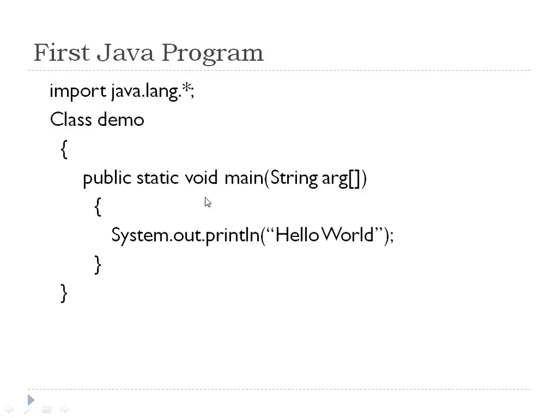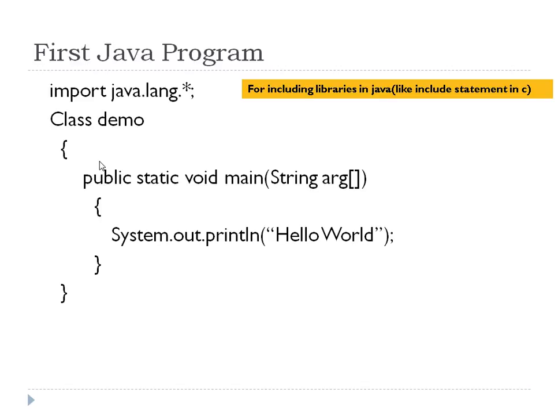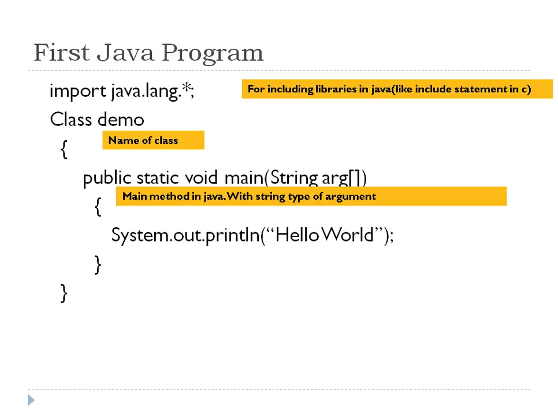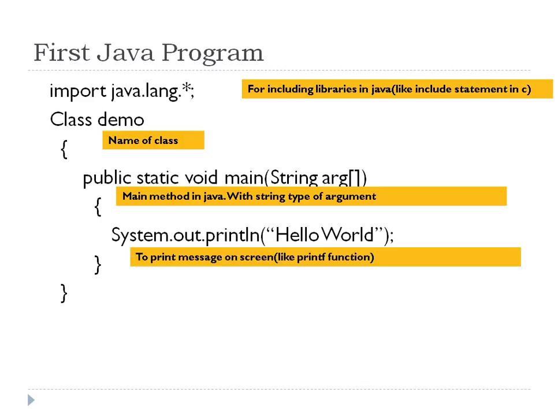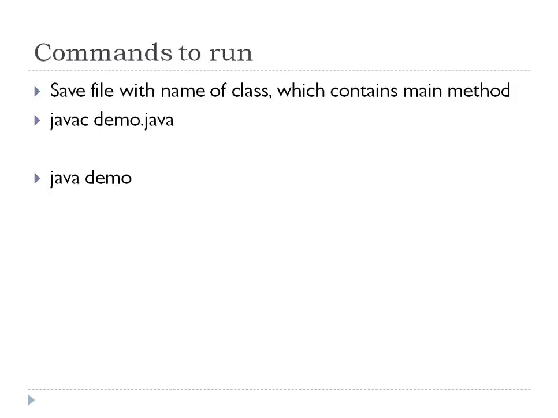And in Java, if you want to print anything, use system dot out dot println, braces, and the string appears in double quotes. If you want to print a variable value, that variable name appears without double quotes. So first we have included libraries, import space java dot lang dot star. Then we have created a class and the main method in Java with a string type of argument, and for printing a message on screen we need to use system.out.println.